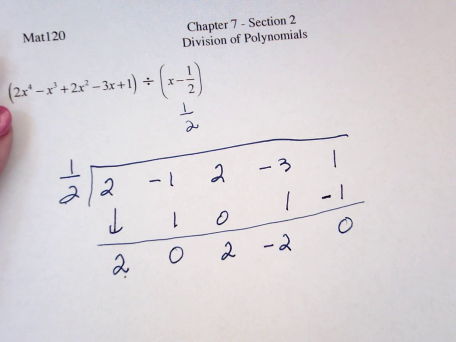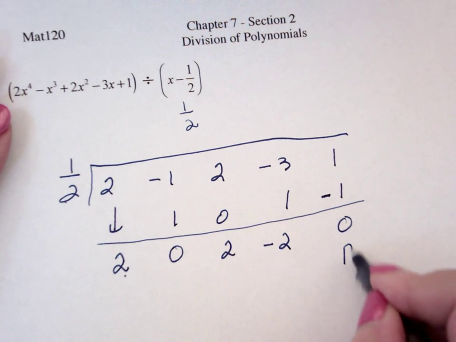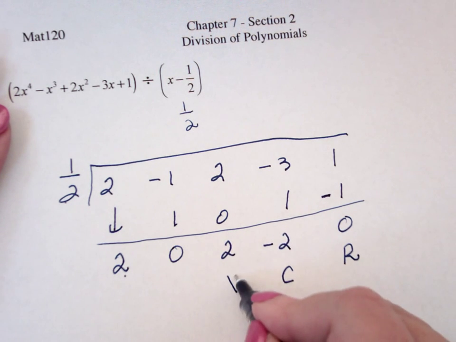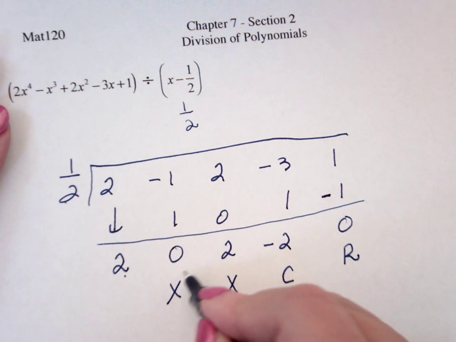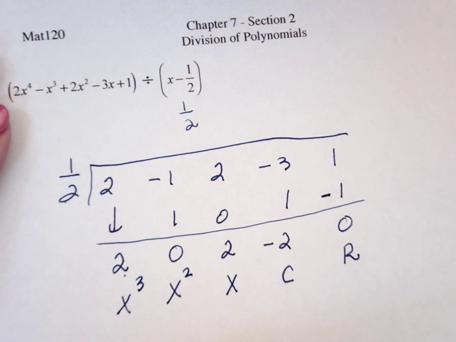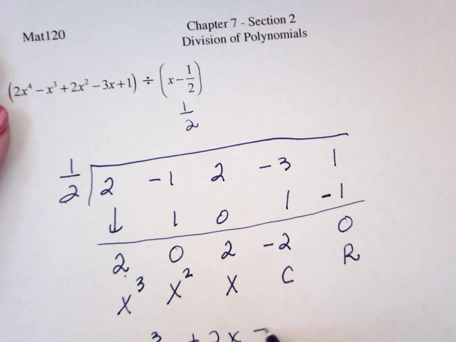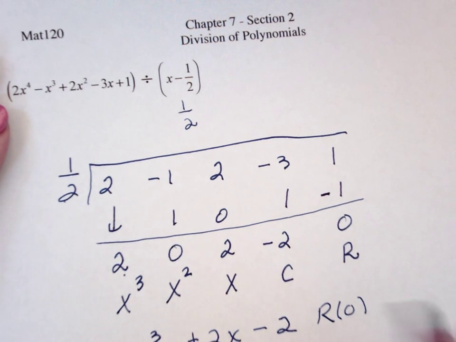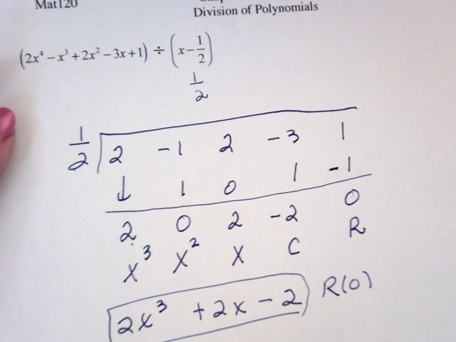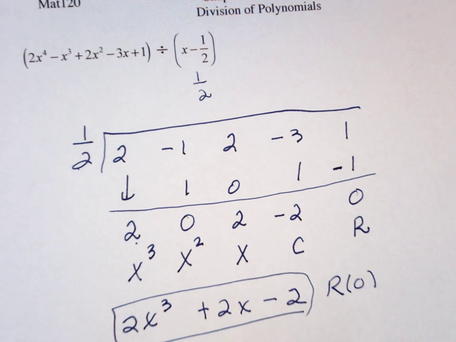And divide it evenly. So this is your remainder. This is your constant. This is the coefficient of x. This is the coefficient of x squared. This is the coefficient of x cubed. So you have 2x cubed, there's no x squared, plus 2x minus 2 with a remainder of 0. You wouldn't have to put remainder 0. You could just write it that way, because when you don't have a remainder, that's the way you would write it anyway.